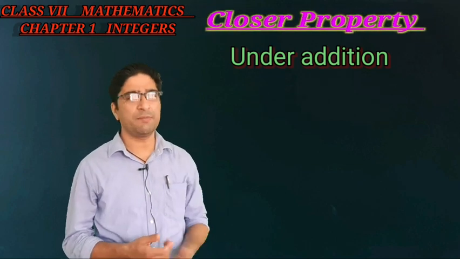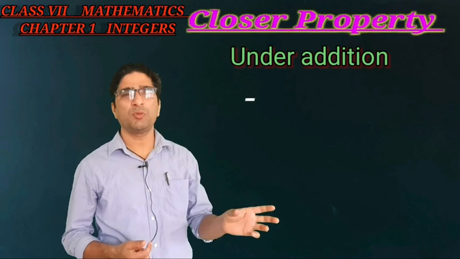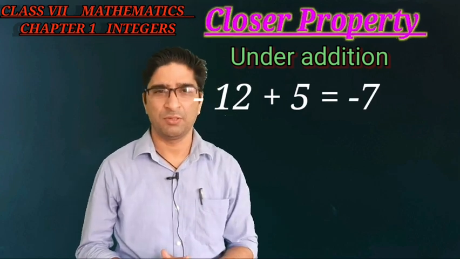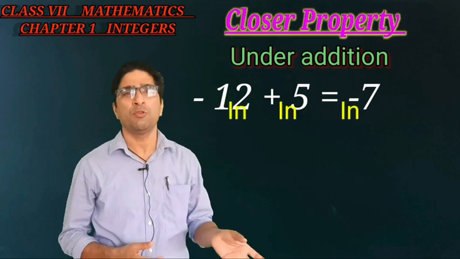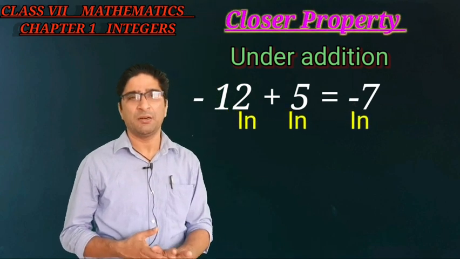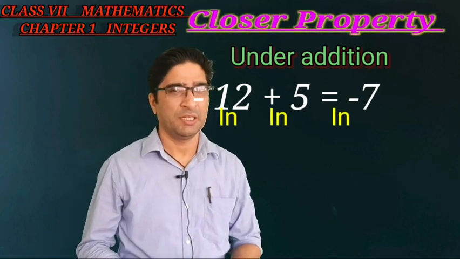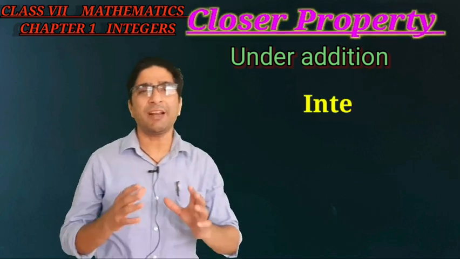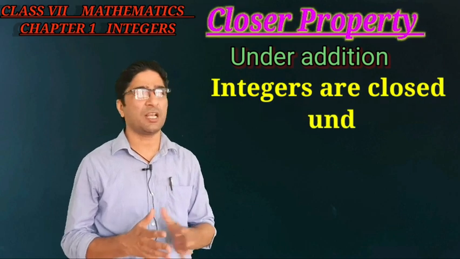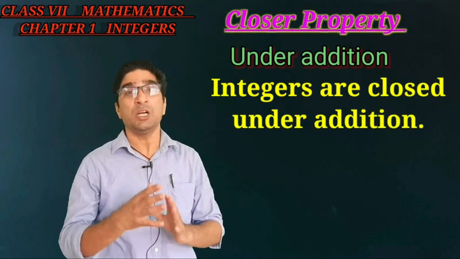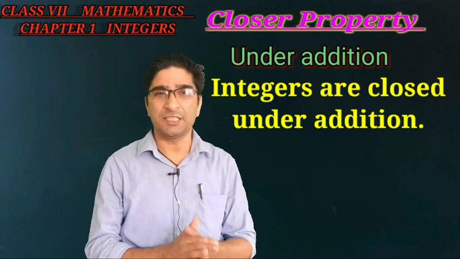We can check for negative terms. So minus 12 plus 5 is equal to minus 7. So minus 12 is an integer, 5 is an integer and minus 7 is also an integer. That means under addition the integers are closed. That means integers will satisfy closure property under addition.